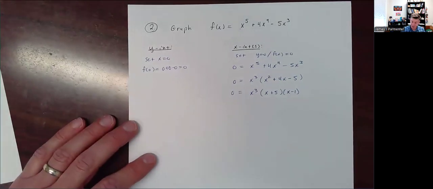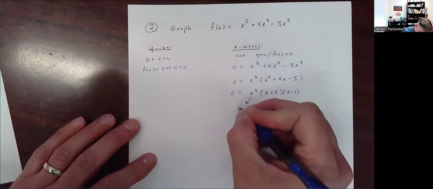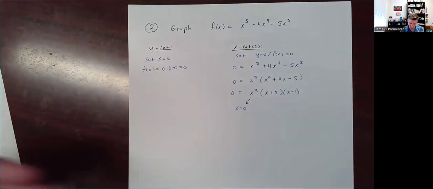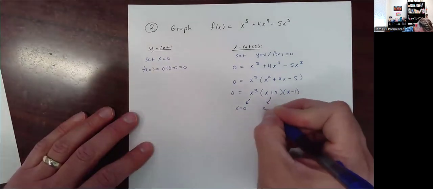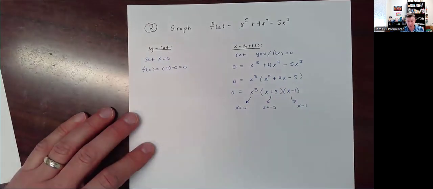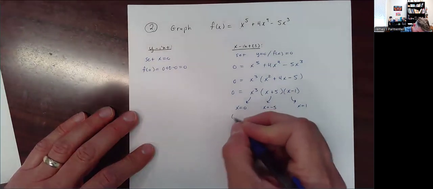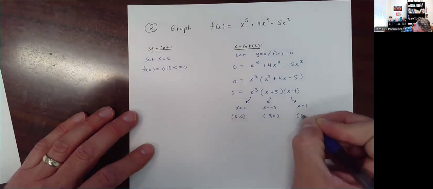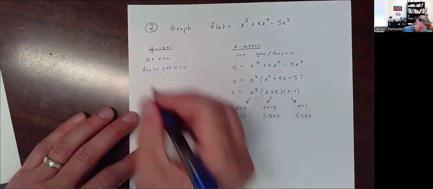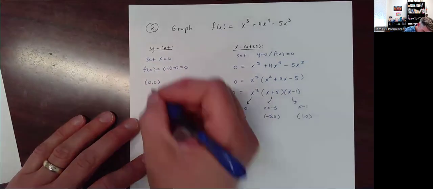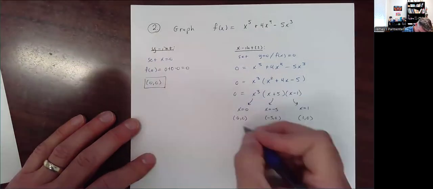So it looks like I have three potential solutions here. I have x equal to 0. I should say I have three potential x-intercepts, which are solutions to this equation. X equal to negative 5 and x equal to positive 1. I should really write them as intercepts. So I should really say that this is 0, 0. This is negative 5, 0. This is positive 1, 0. My y-intercept over here also is 0, 0. Not exciting. So that's my y-intercept and my x-intercepts.